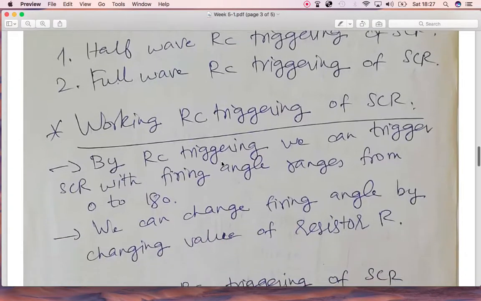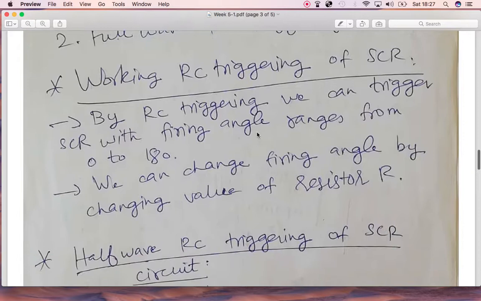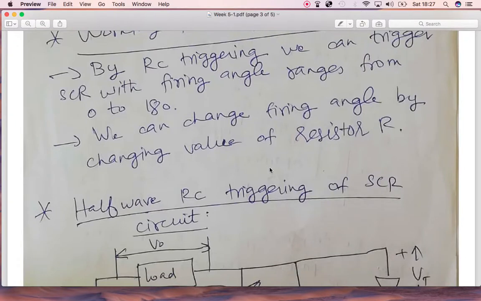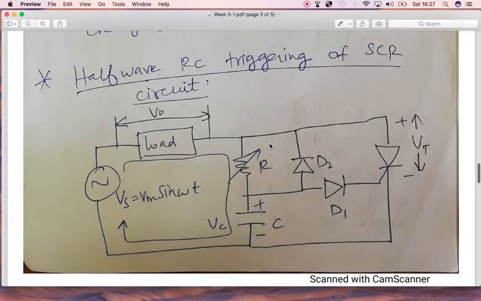Now we will be discussing the working of the RC triggering circuit. In the previous case, the R triggering circuit, the firing angles were from 0 to 90 degrees, but here we can have a firing angle from 0 to 180 degrees, which can be varied by changing the value of the resistance. The greater the value of the resistance, the greater will be the firing angle. The smaller the value of resistance, the smaller will be the firing angle.